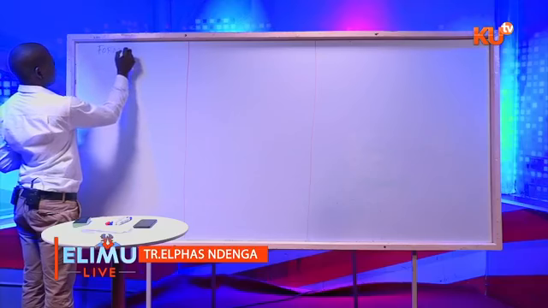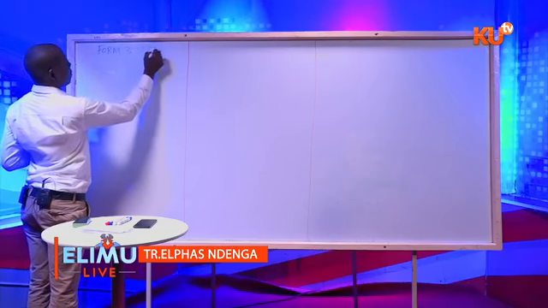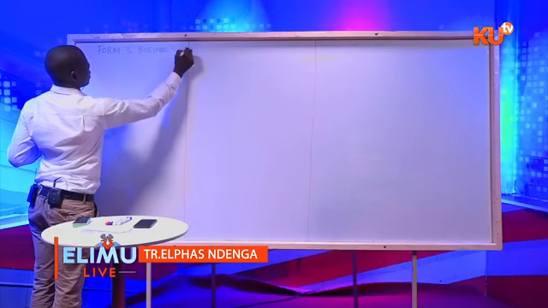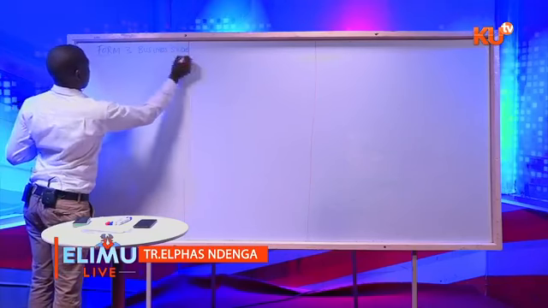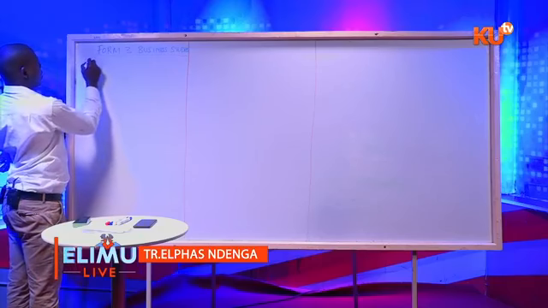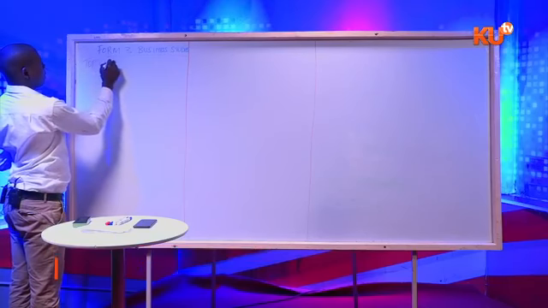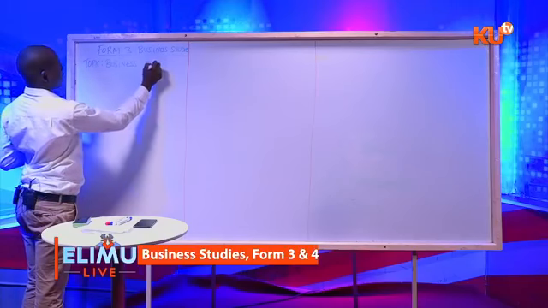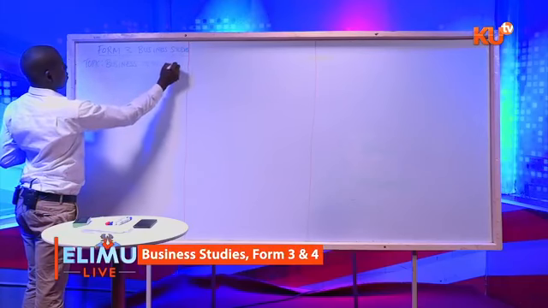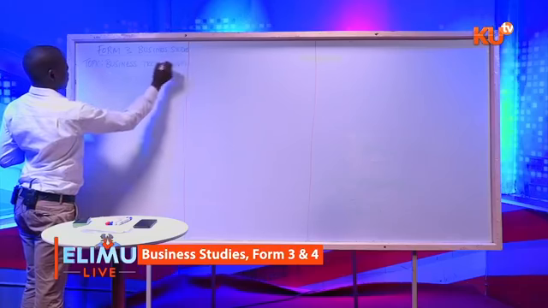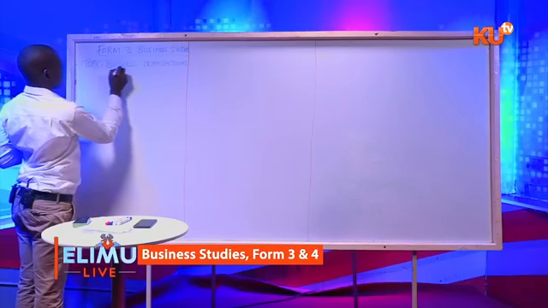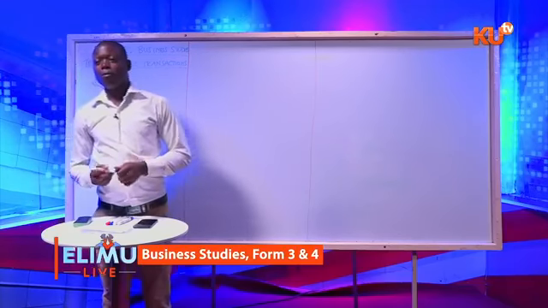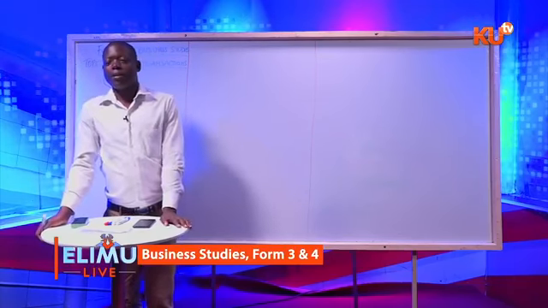In today's lesson, we are going to study the topic we call business transactions. So our subject is business studies for Form 3s, and our topic will be business transactions. Business transactions is the second topic in accounting for high school students that is covered in Form 3, Topic 8.